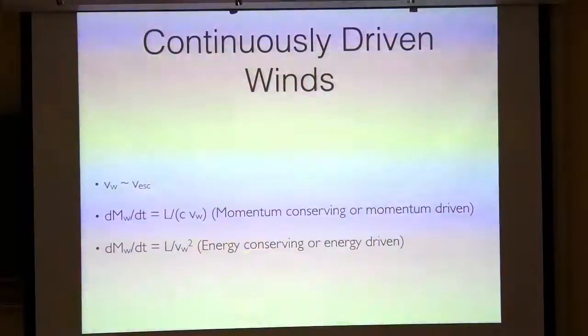So it's a perturbation at some level, and gravity sets the scale. The mass loss rate is either L over c divided by v wind or L divided by v wind squared. So there's momentum conserving and energy conserving. These come out of the momentum equation.